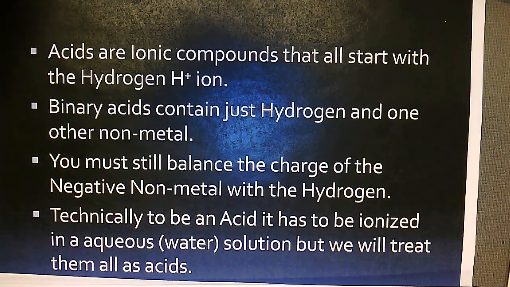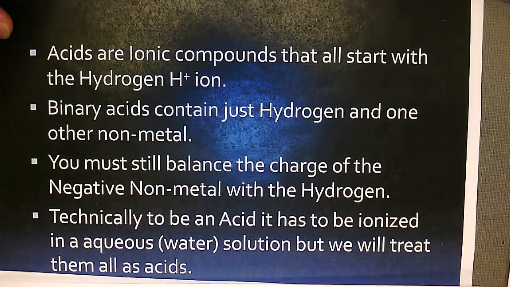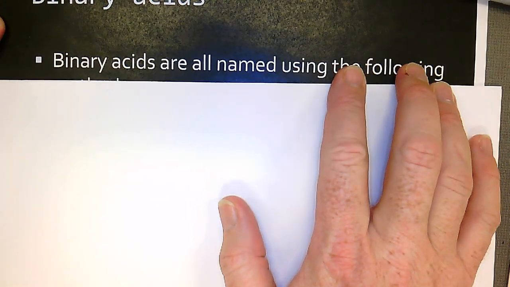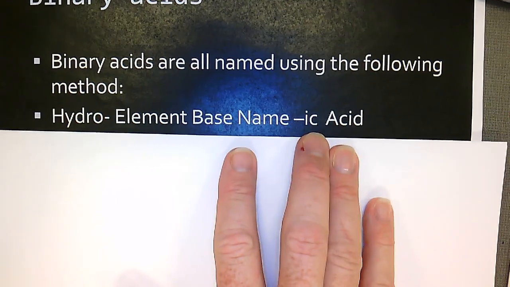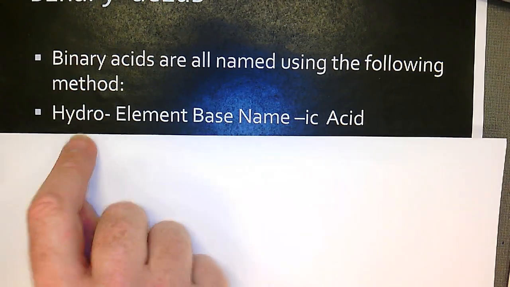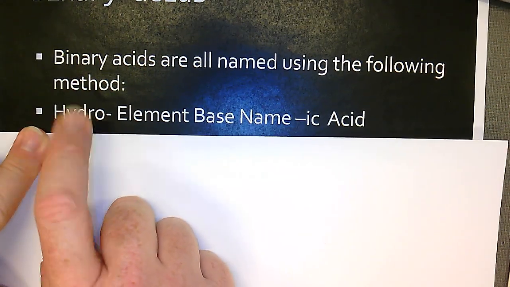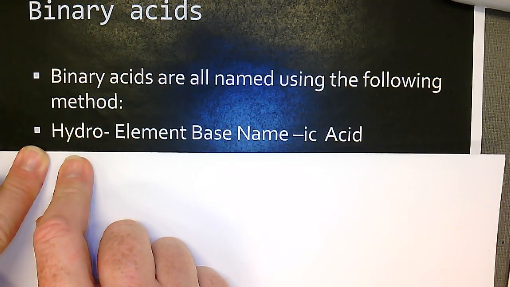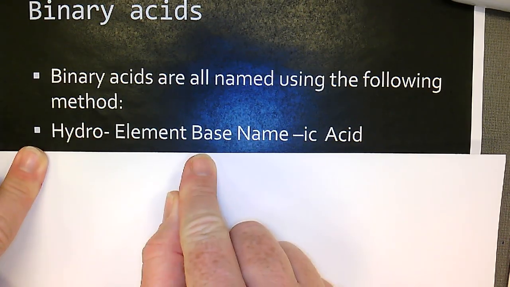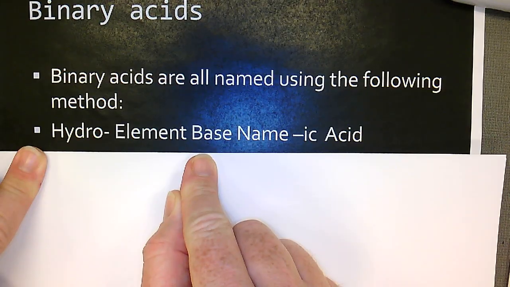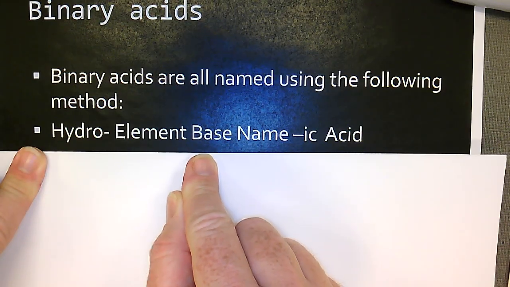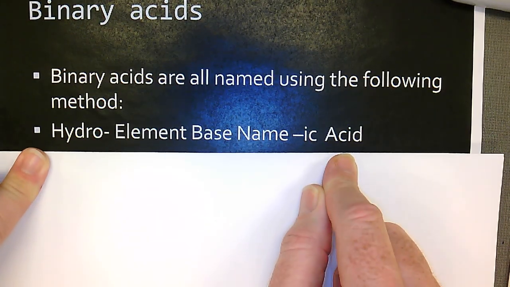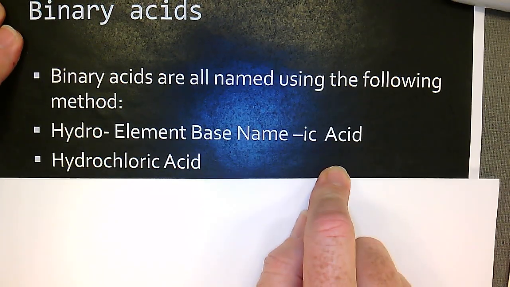All right. You guys ready? So for binary acids, again, it's just going to be hydrogen and one other element, right? Binary acids are always named like this. They will always start with the prefix hydro. The prefix hydro tells me it's binary. Then they use the base name for the second element, and then acid. They will end with the name acid.